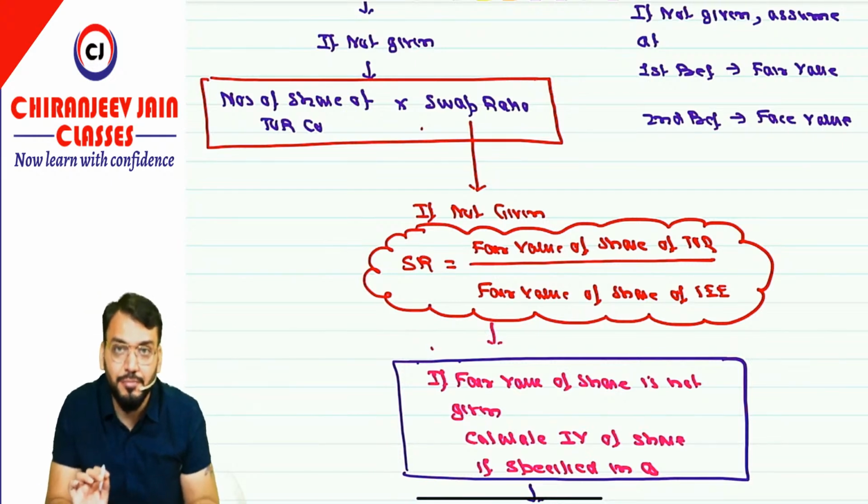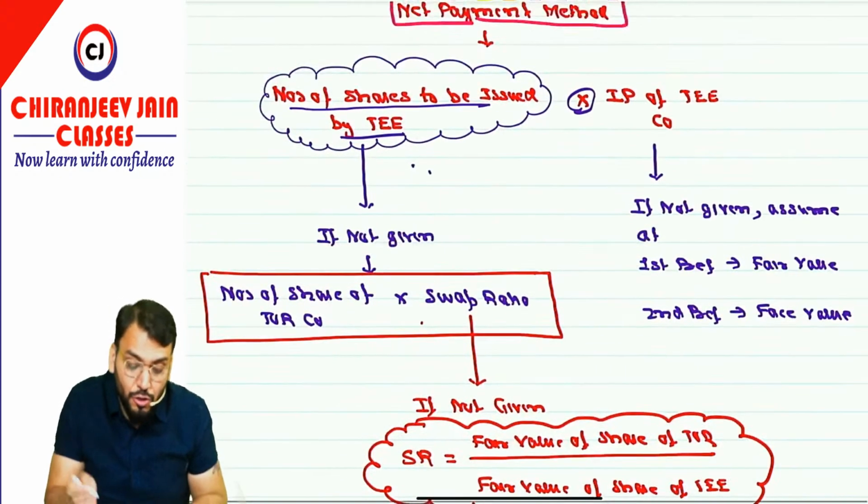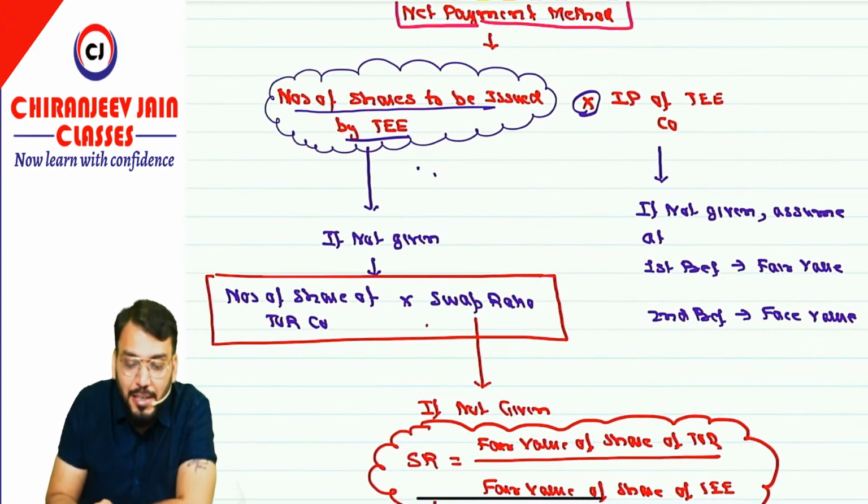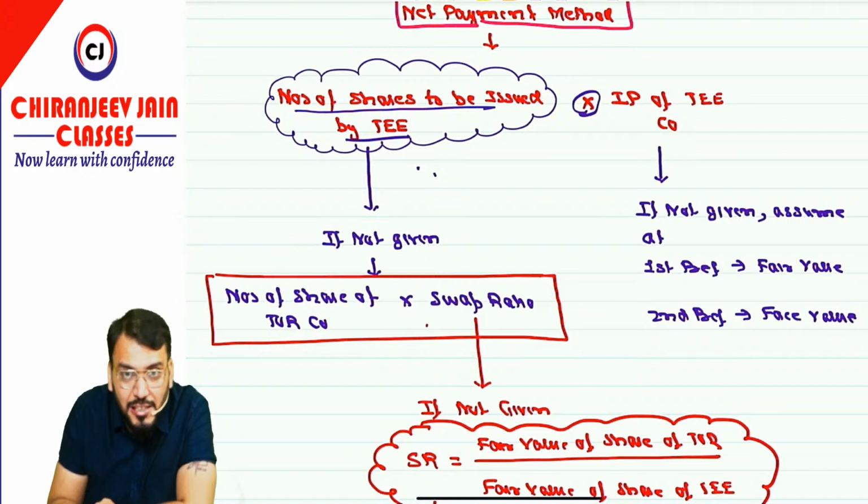Understood this much? Correct. Now, what we have said once again, for the net payment method, we want the number of shares to be issued by the transferee company multiplied by the issue price. The number of shares to be issued by the transferee company is given in the question, thank you very much. If it is not given in the question, we will calculate it by using the swap ratio that will be given in the question.